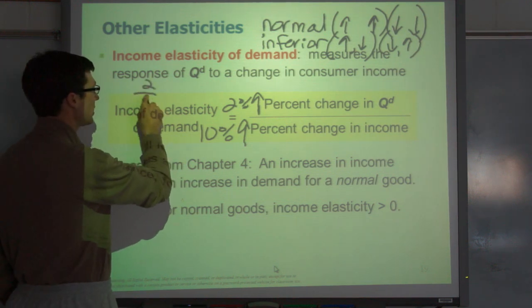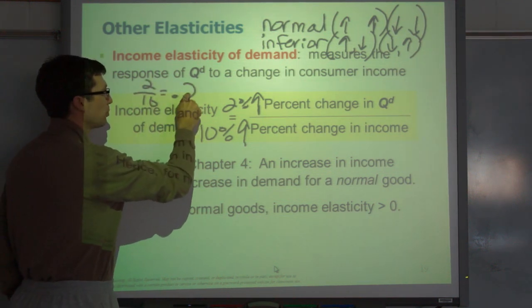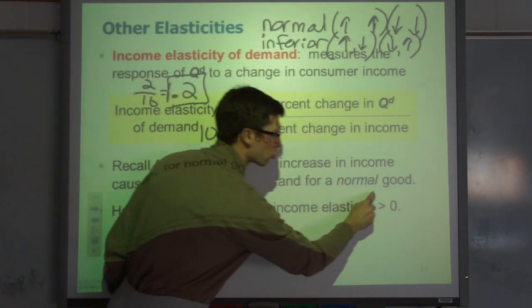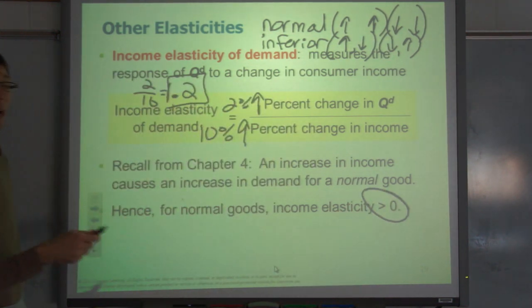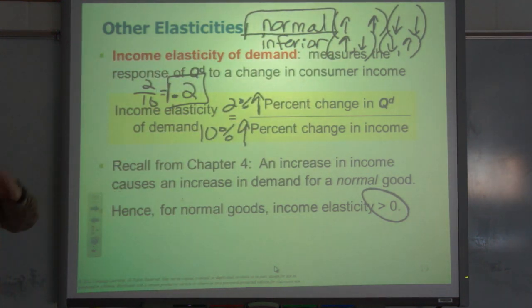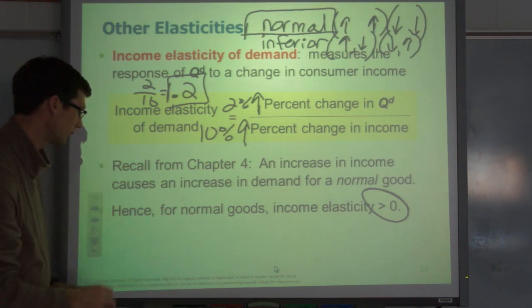2 divided by 10 gives you 0.2. 0.2 is a positive number. Anytime you get an income elasticity greater than 0, that good is a normal good. Most goods are normal goods, but not all goods are normal goods.